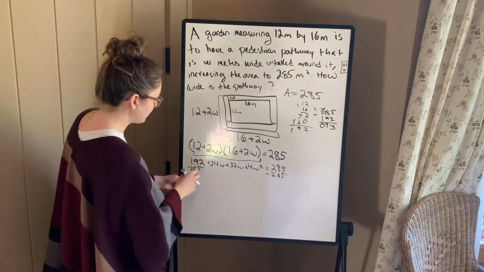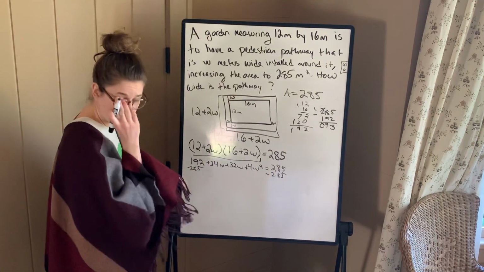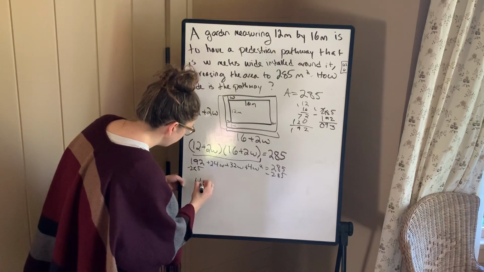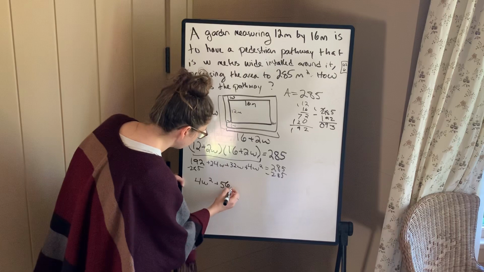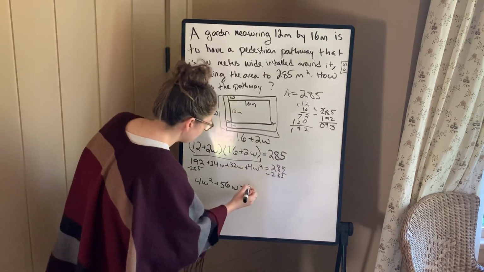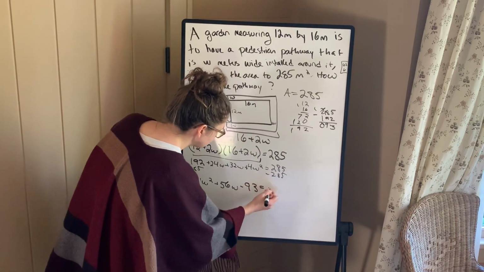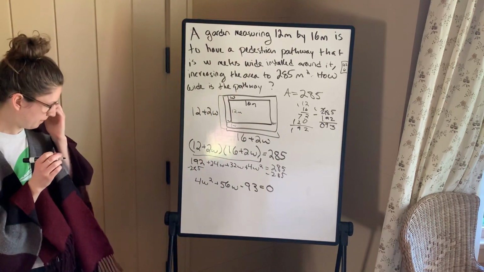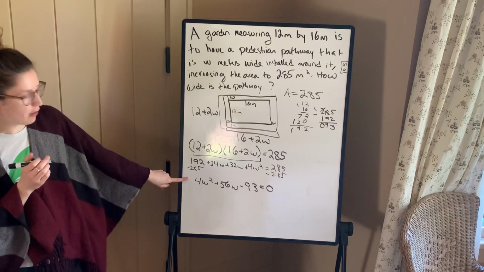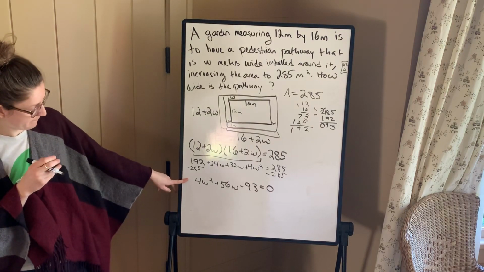And now I'm going to rewrite this in the order we usually see quadratic equations. So 4W squared plus 24 plus 32 is 56W minus 93. And that's going to get us 0, because that's why we did that, so we can make this thing equal to 0. Can we factor anything out of this whole polynomial?